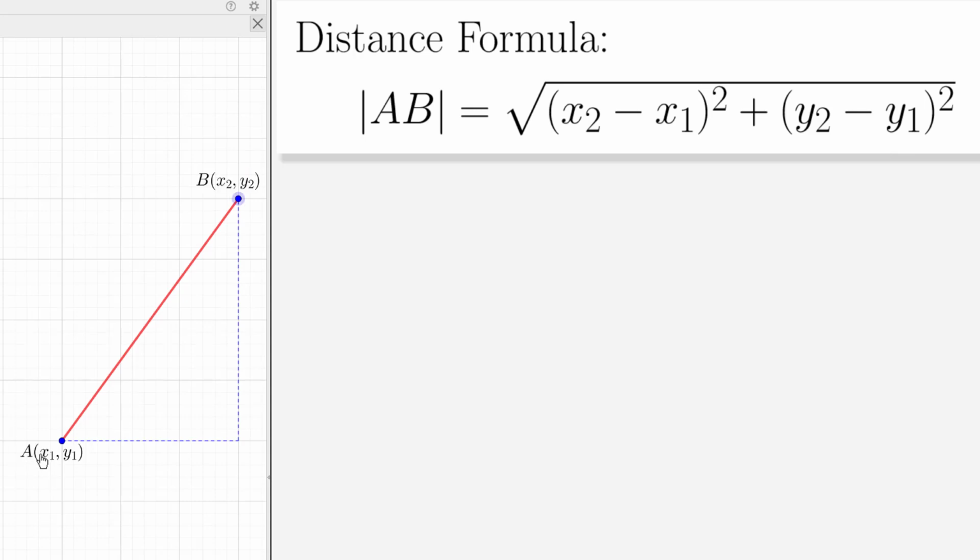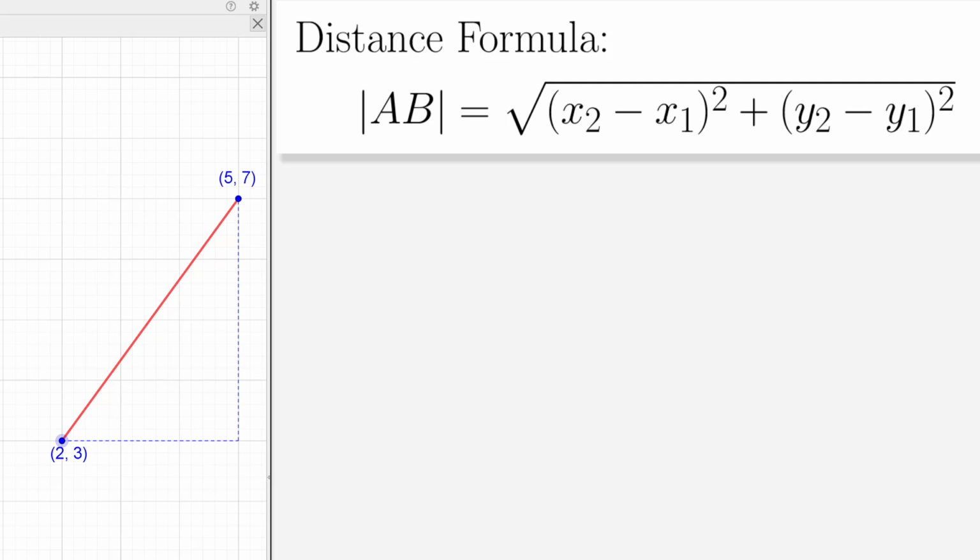If we have any point A, which we can call x1, y1, and any point B, which we can call x2, y2, and we want to calculate this distance, we can use the distance formula, which tells us the distance from A to B is the square root of (x2 minus x1) squared plus (y2 minus y1) squared. And this formula here is really just a version of Pythagoras theorem for the coordinate plane.